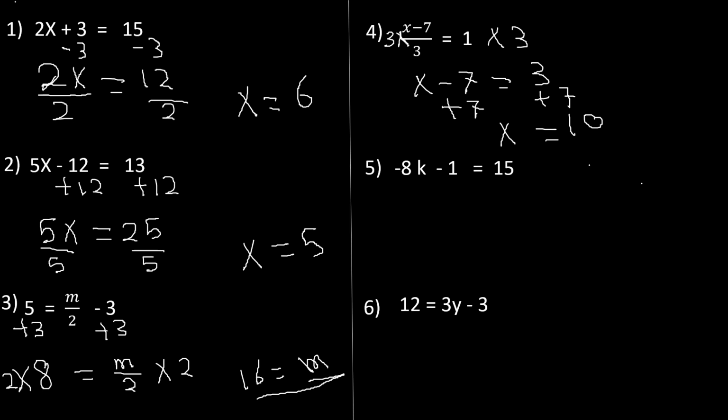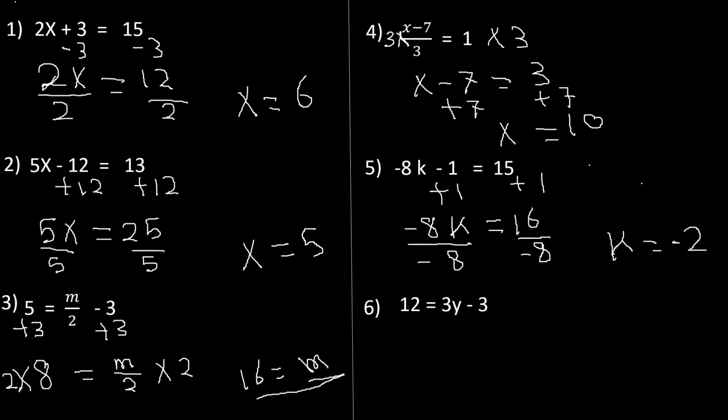In example number 5, negative 8k minus 1 equals 15. Then, as we used to do, plus 1, then negative 8k equals 16. And the next step is to divide by negative 8 on the other side. Final answer will be k equals 16 divided by negative 8, which is negative 2. Let's go to the last example.